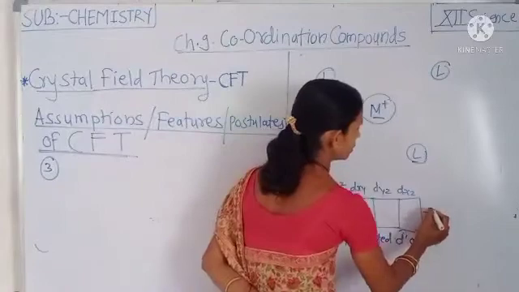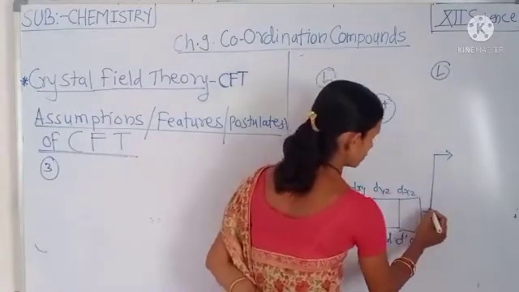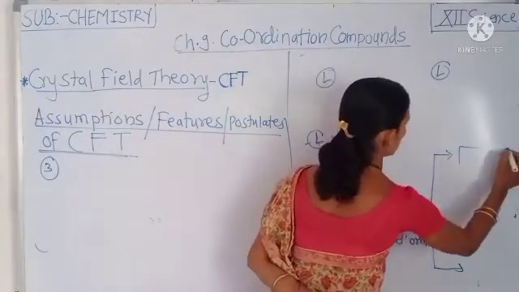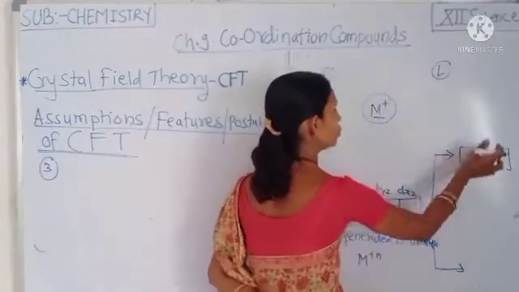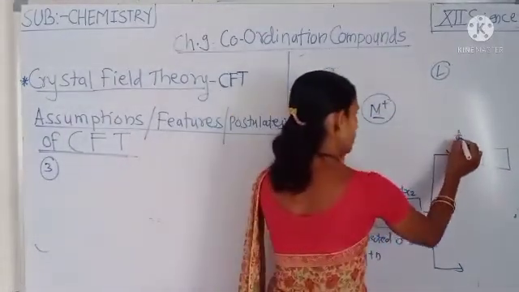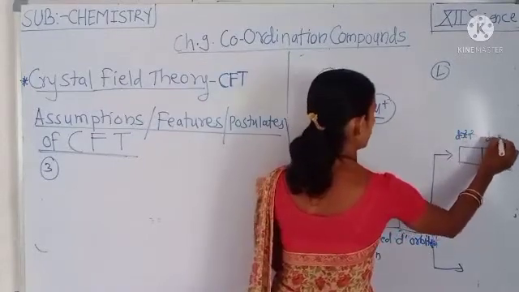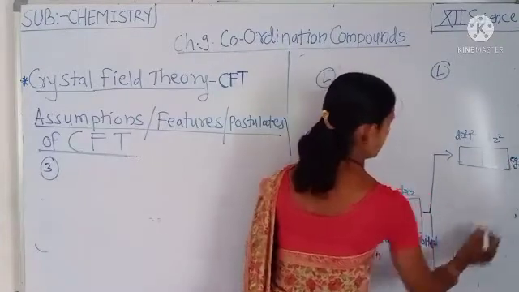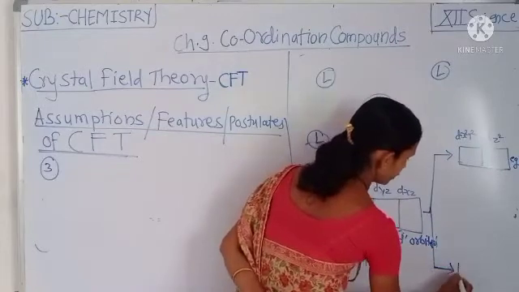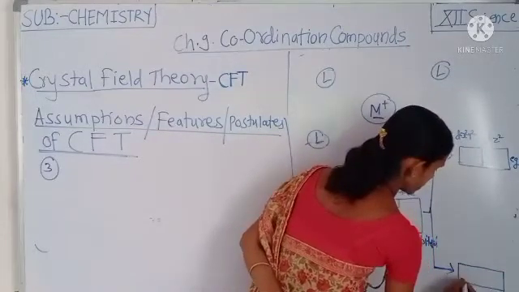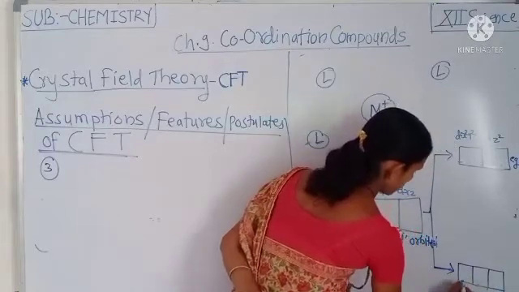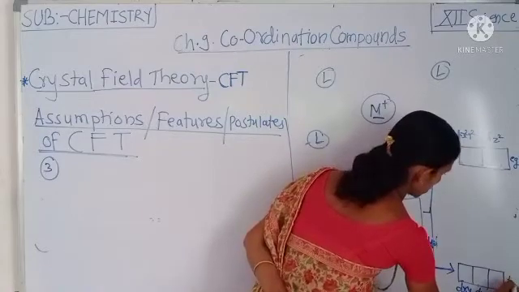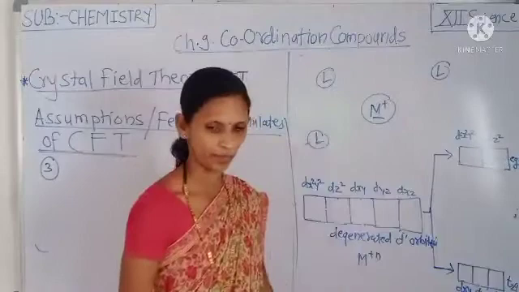That is, these split into two sets. One set of two d orbitals, that is dx2-y2 and dz2, is called the Eg orbitals, and the second set of d orbitals, that is dxy, dyz and dxz, is also known as the T2g orbitals.